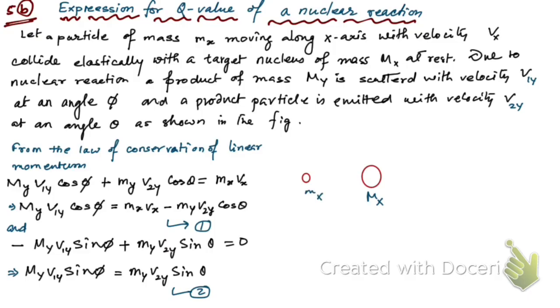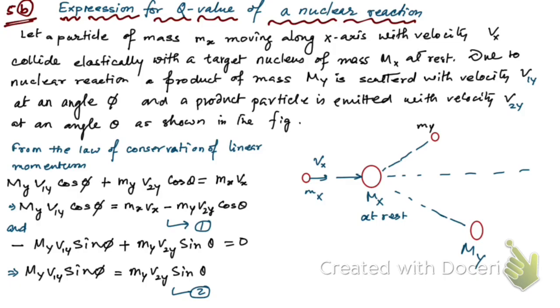It is moving with velocity vx, and the target is at rest, right? Then it collides with the target, and due to the nuclear reaction we have a daughter nucleus of mass capital My, and a scattered particle, which is of mass small my, suppose.